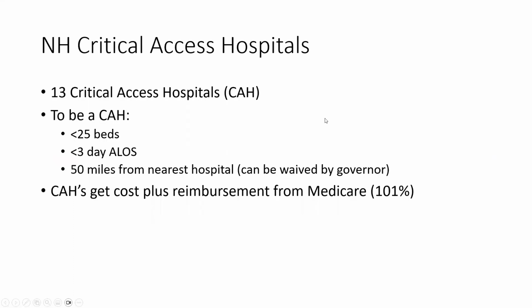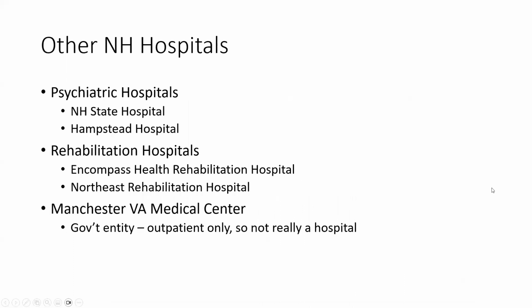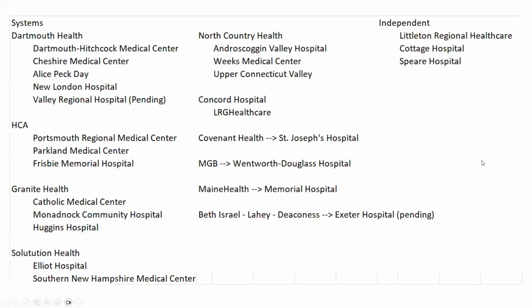So again, New Hampshire has 13 critical access hospitals. I've already kind of hammered this. It should actually be 35 miles, so I need to correct that. And they get the cost plus, a mere 101%. But nonetheless, that's better for them than not getting that. So other hospitals I mentioned, we have some psychiatric hospitals, some rehabilitation hospitals, and then we have the Manchester VA.